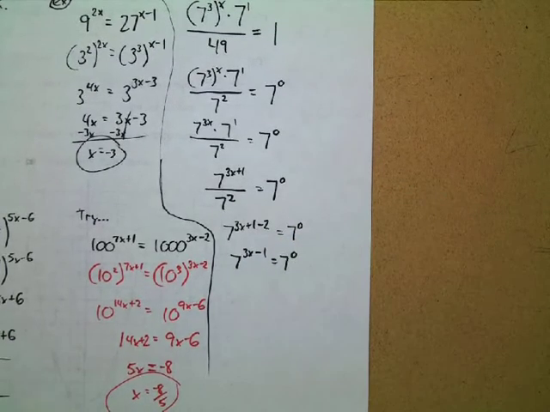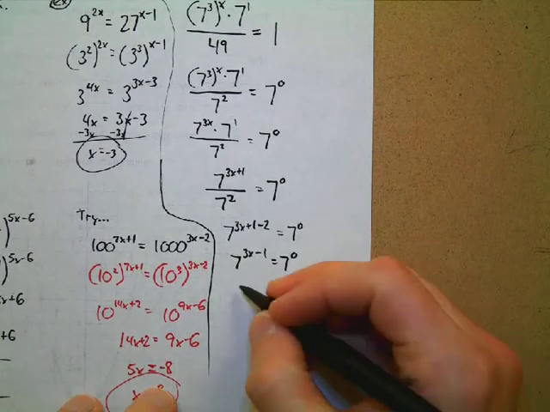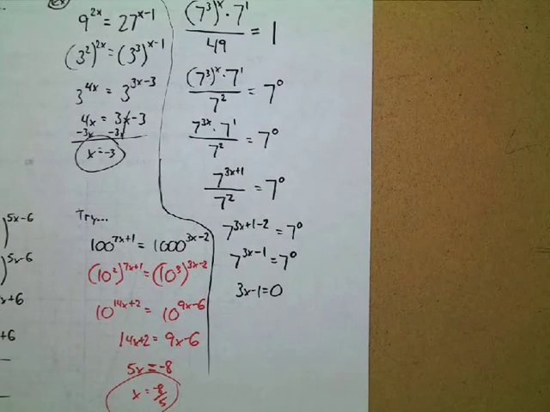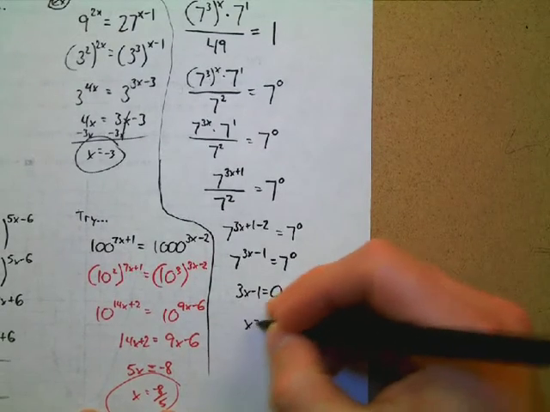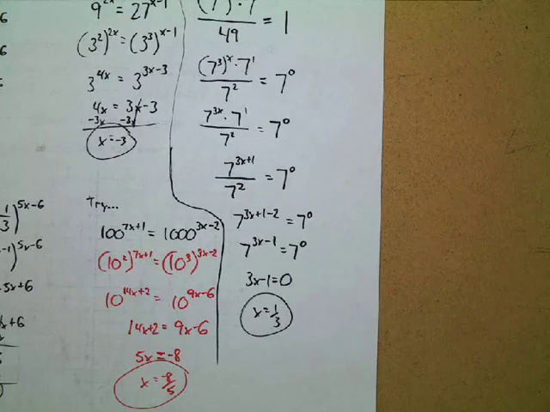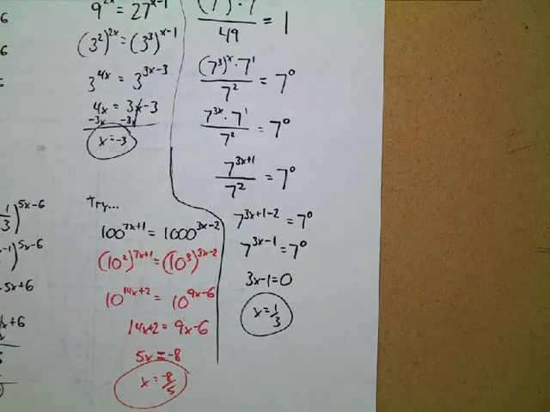Same base on each side. 3x minus 1 equals 0. So x will be 1/3. Add 1, divide by 3, right?